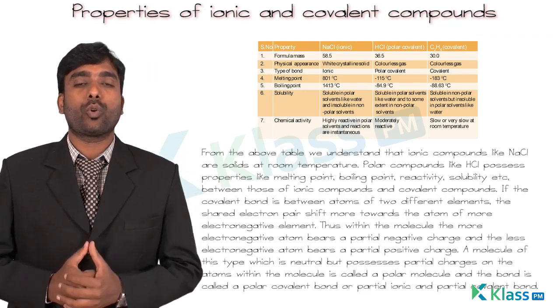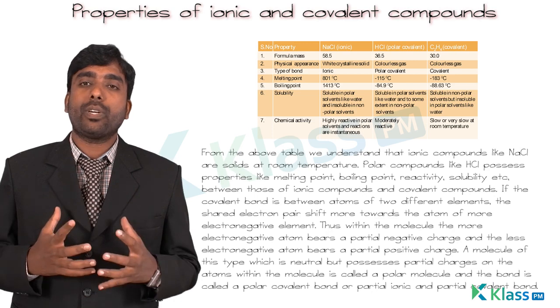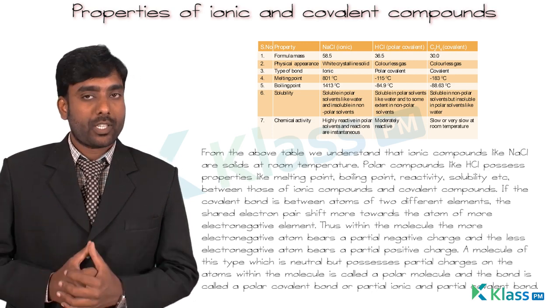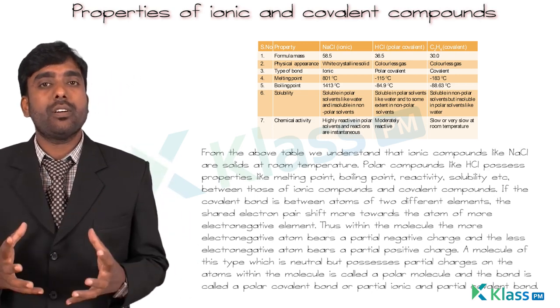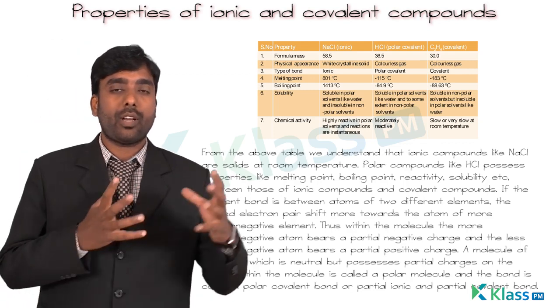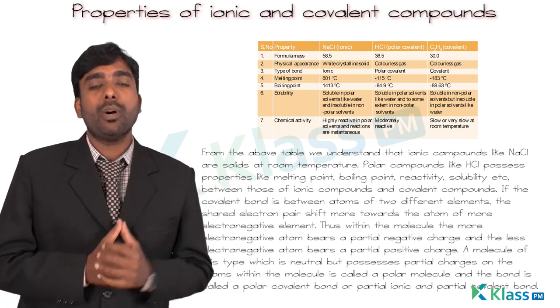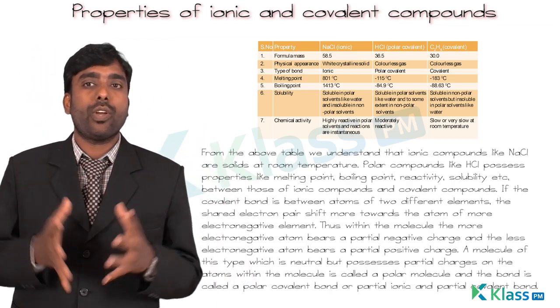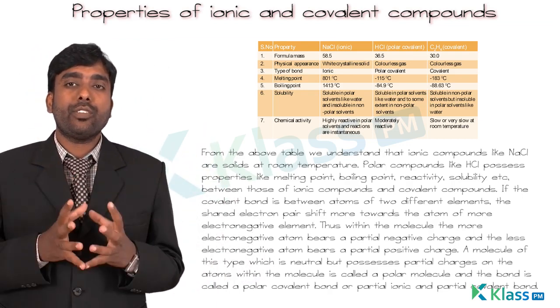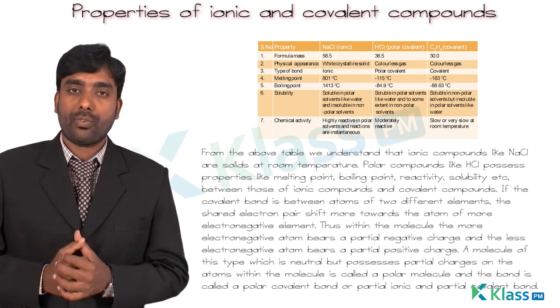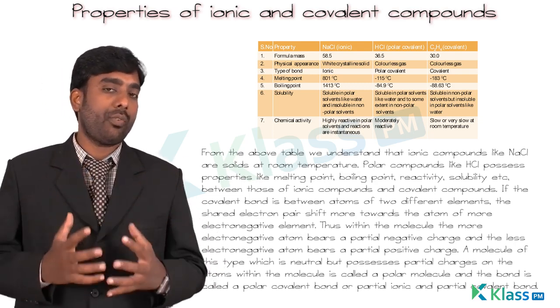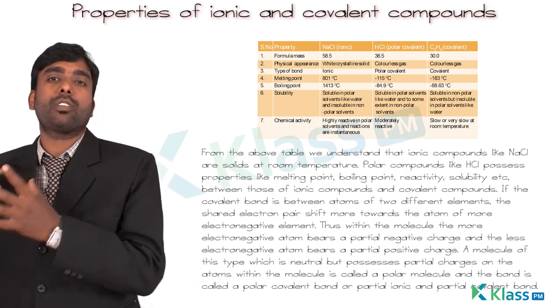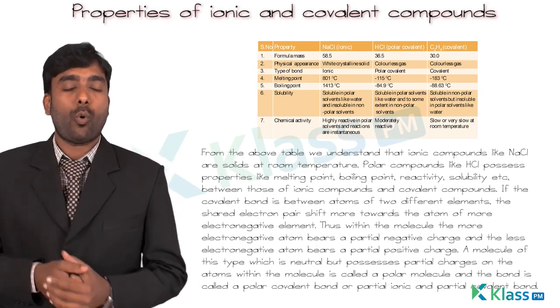In today's class we are going to learn about the properties of ionic and covalent compounds. We already learned in the previous classes what ionic compounds are and how they form, what covalent compounds are and how they form. Now in today's class we are going to see the differences in their properties. First we will discuss the properties of ionic compounds, then the properties of covalent compounds.